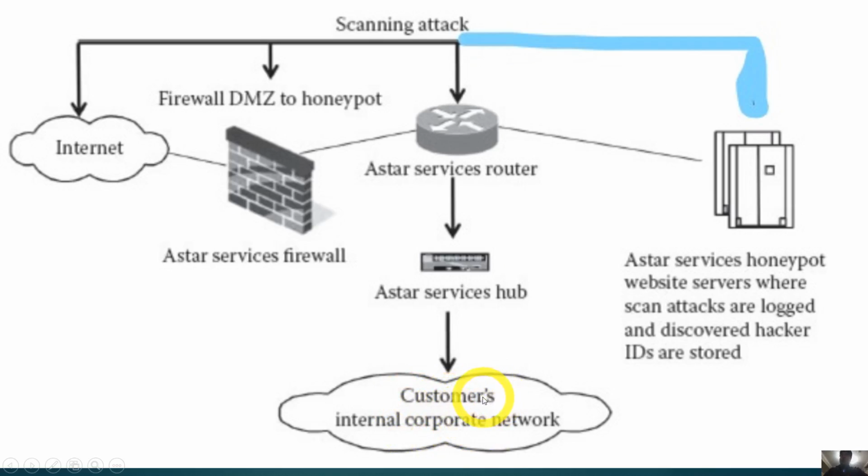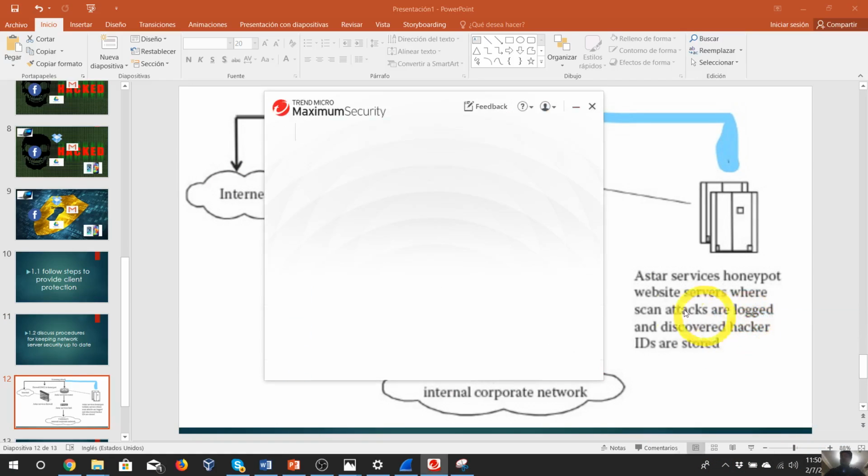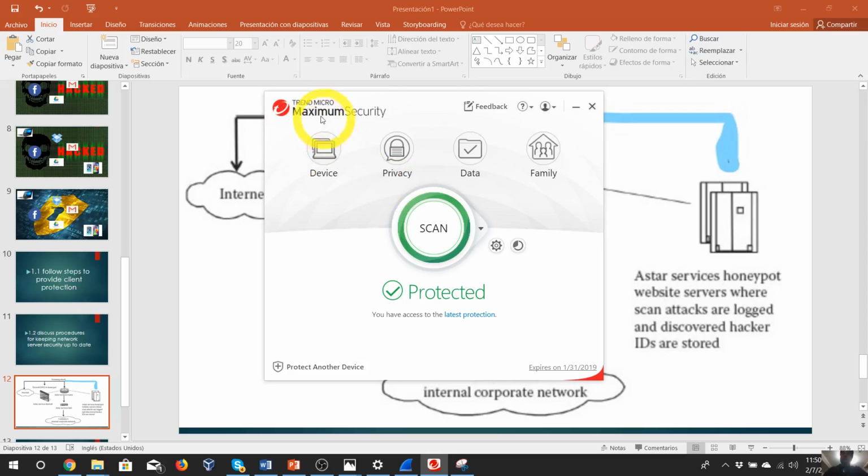So how can we prevent that? For example, usually we can use antivirus too. In this case, I will open my maximum security, that is Trend Micro, and you can activate the firewall actually in your own computer.